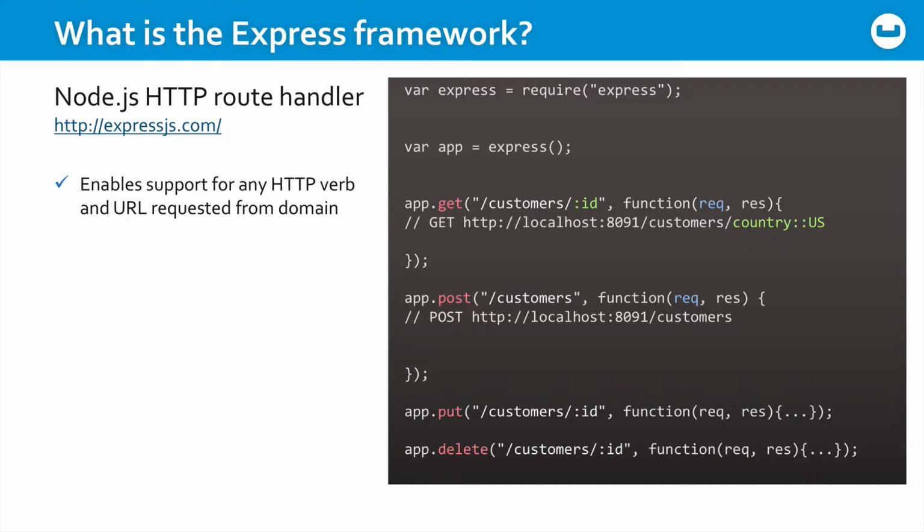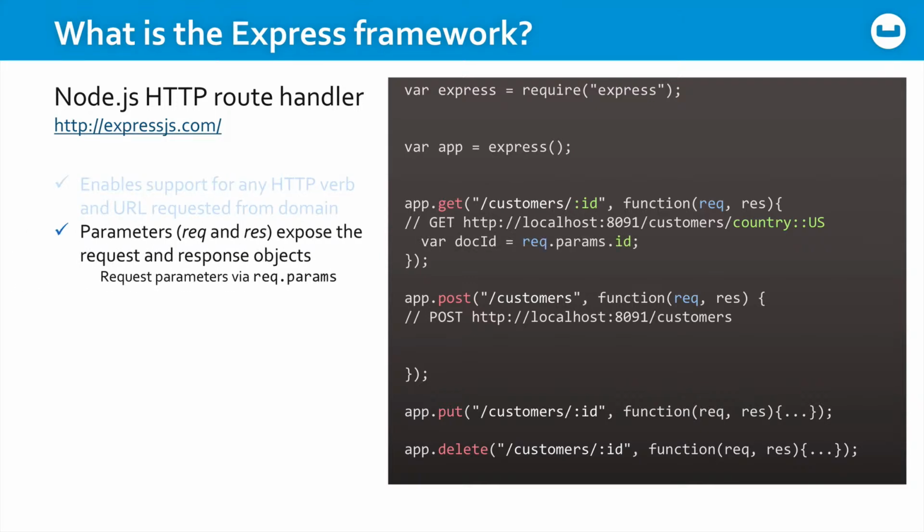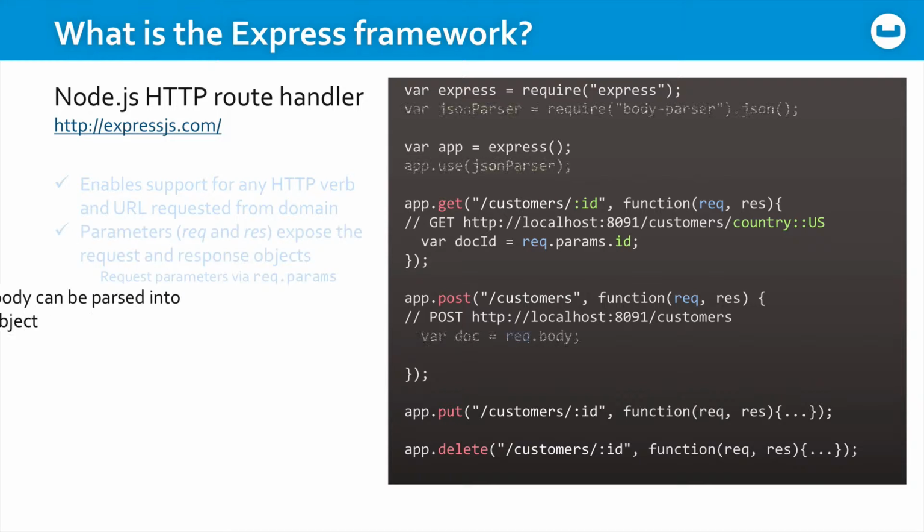It supports the rest as well. The first parameter, as you see, is the route itself. So on a get you would, for example, have a customer's route, and notice that it accepts route parameters. Then you place your callback with the request and response. Those expose those objects to you, and you can get all your request parameters through request.params, as you see here.